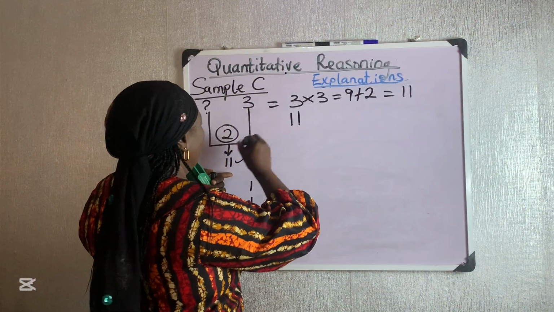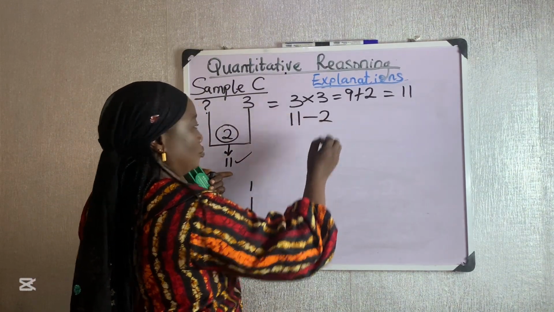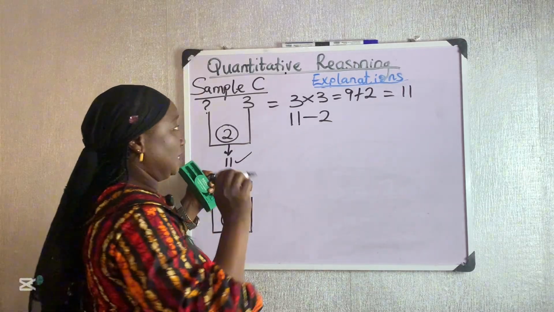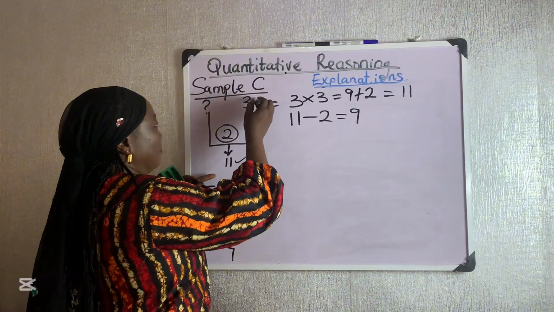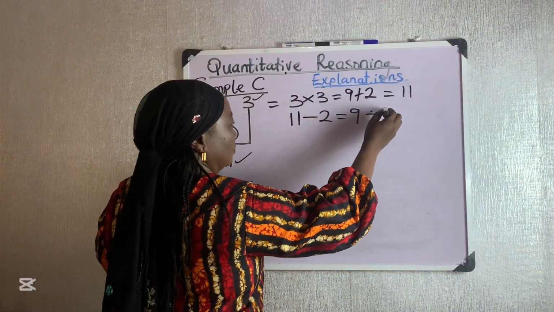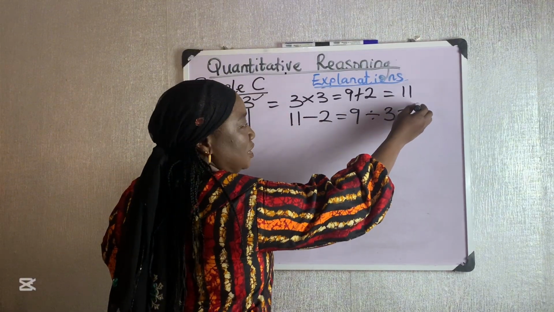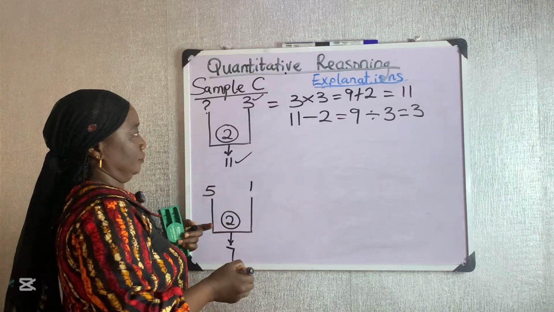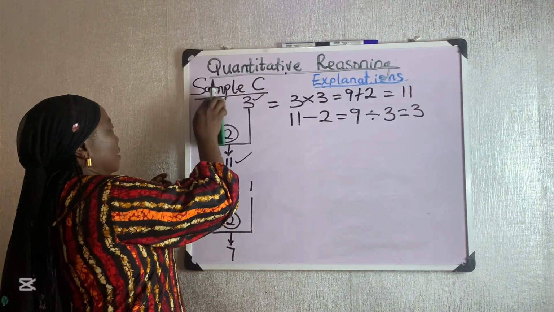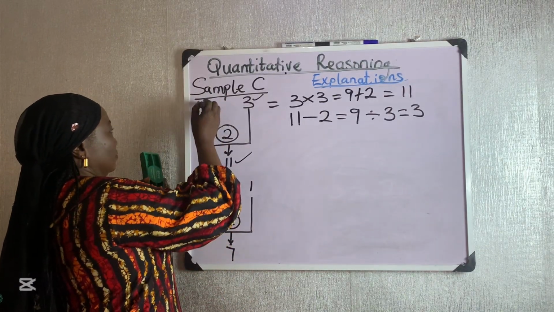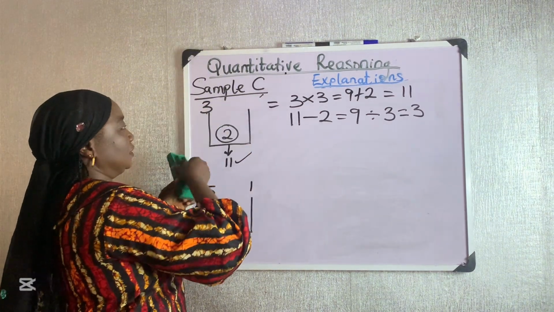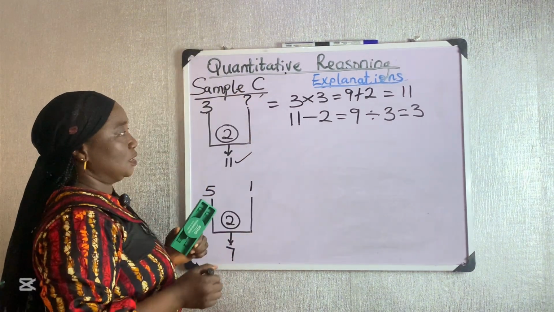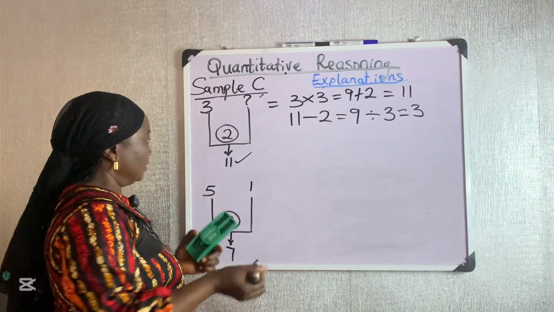So to calculate this 3, I will start from the number below here, which is 11. 11 minus 2. 11 minus 2 will give me 9. Then 9 divided by this 3 will definitely give me 3. Then 3 has come back. I will take the opposite number 2. How will it be calculated?